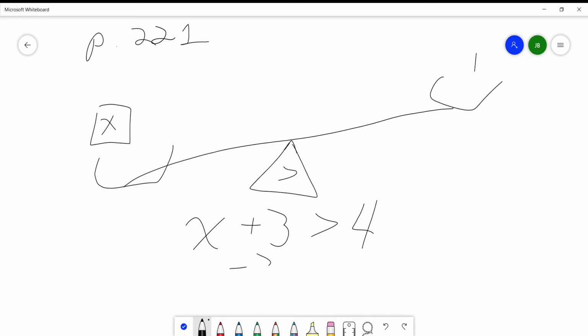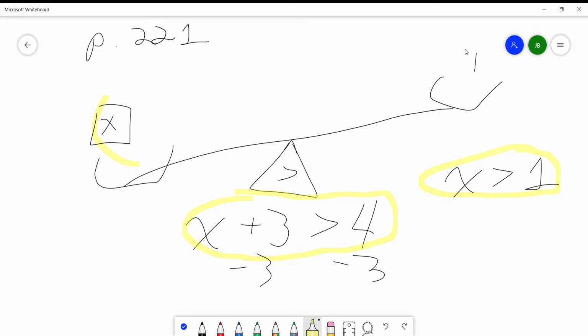do the same thing to both sides, subtract 3, and I'm going to end up with another inequality that is an equivalent inequality. That's a vocab word. Those inequalities are the same. So this inequality right here, x plus 3 is greater than 4, is the same as x is greater than 1. And we can see that visually represented right here. There we go. Just like on page 221, right?